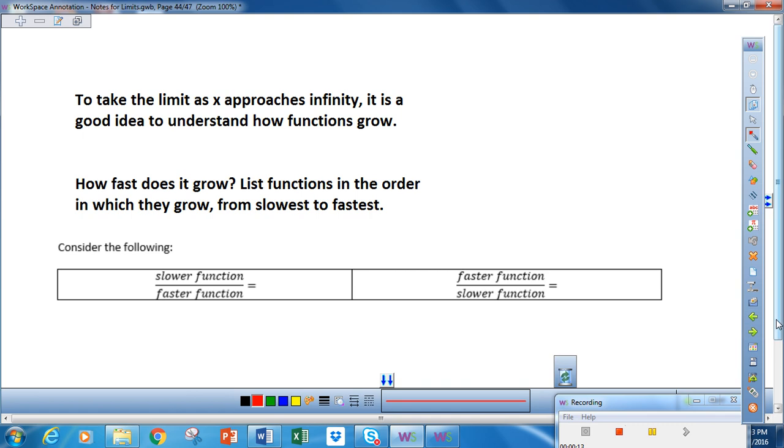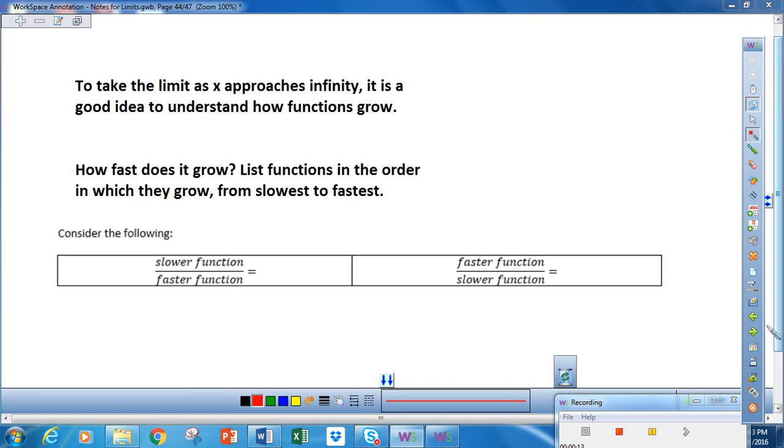Now, to take the limit as x goes towards infinity, you have to understand how functions grow. Now, again, your teacher probably will not explain this to you this way, and it's fine because everyone does it differently. But I do want to tell you this. If you understand this, this will help you so much in calculus BC, looking at the long run. You will be a lot quicker in calc BC if you understand this. Okay? So how do functions grow?